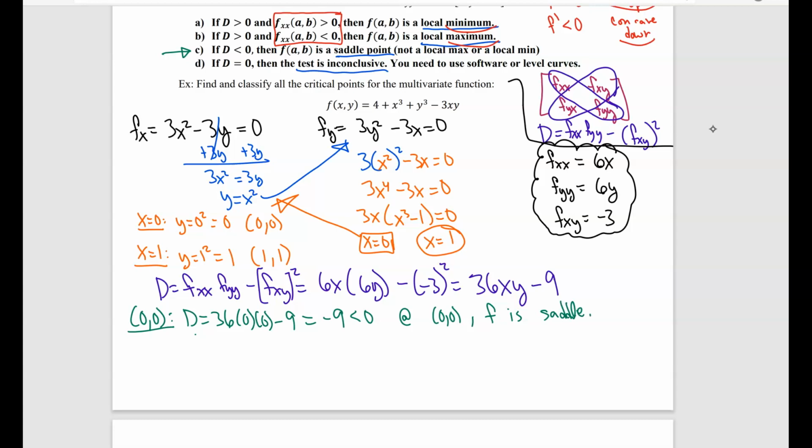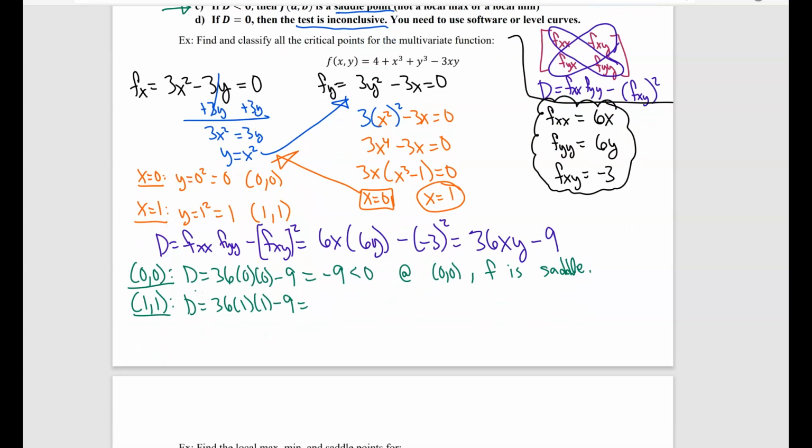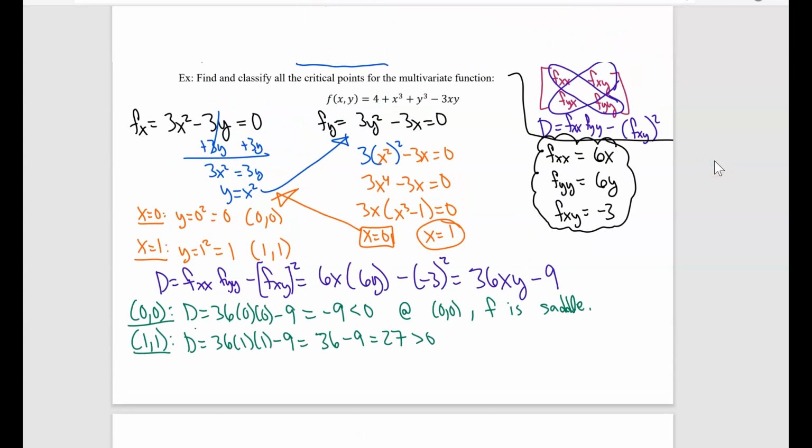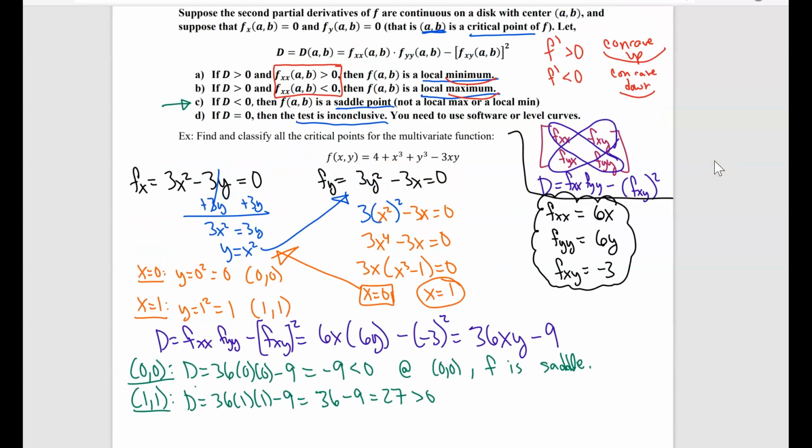Okay. And then let's try out (1, 1). So I'm going to take d is equal to 36 times 1 minus 9. So this is going to give me 36 minus 9, which equals 27, which is a positive number. So what this means is that you can have either a maximum or a minimum. So that's either going to be A or B.